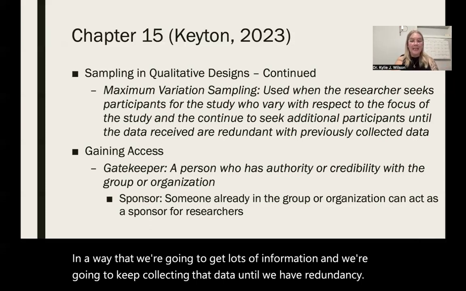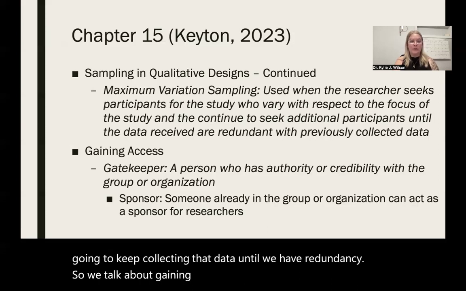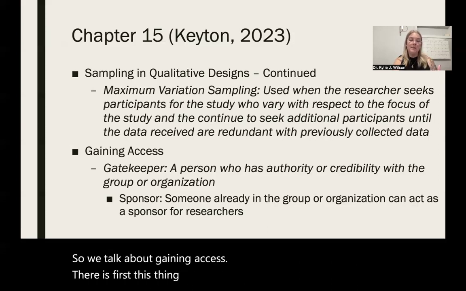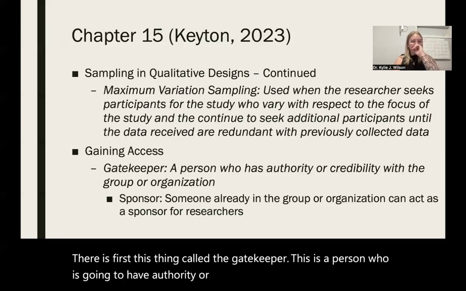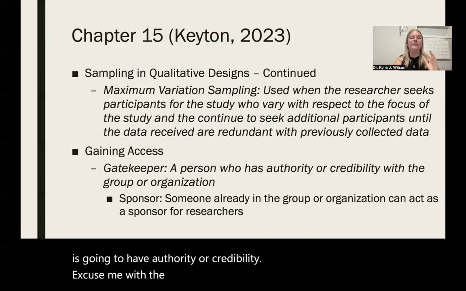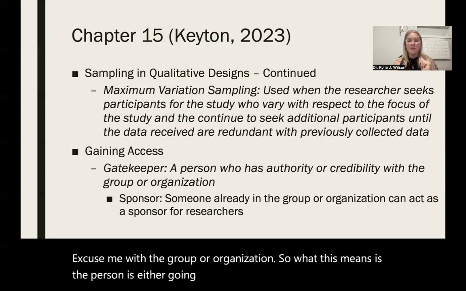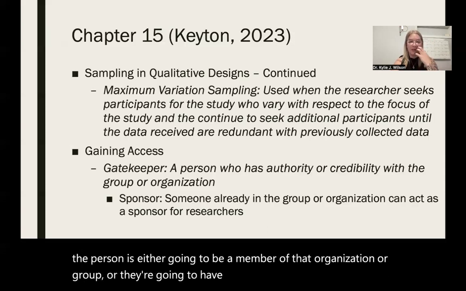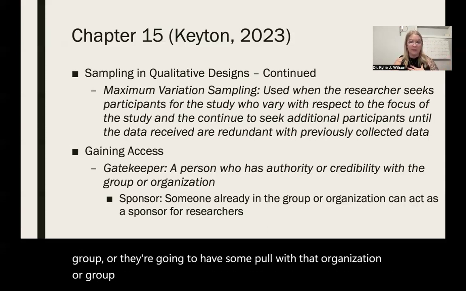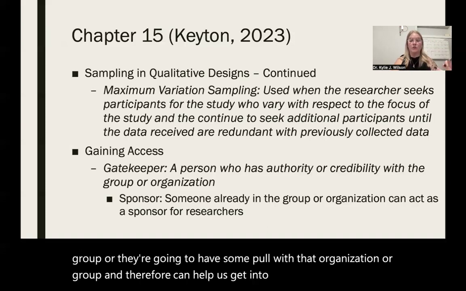So we talk about gaining access. There is first this thing called the gatekeeper. This is a person who is going to have authority or credibility with the group or organization. So what this means is the person is either going to be a member of that organization or group, or they're going to have some pull with that organization or group, and therefore can help us get into that organization or group. They might act as a sponsor.